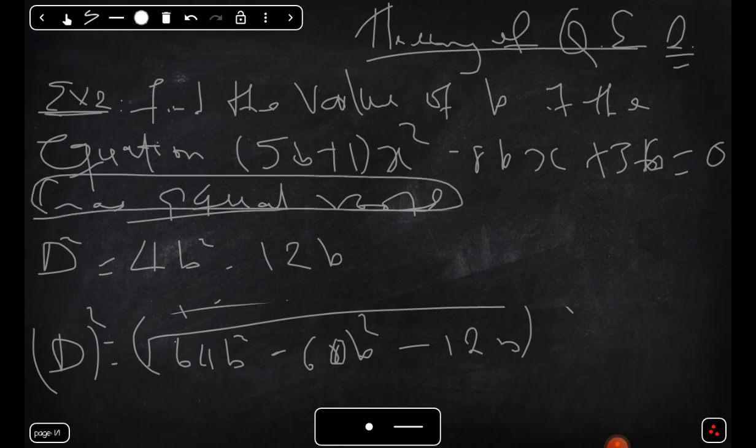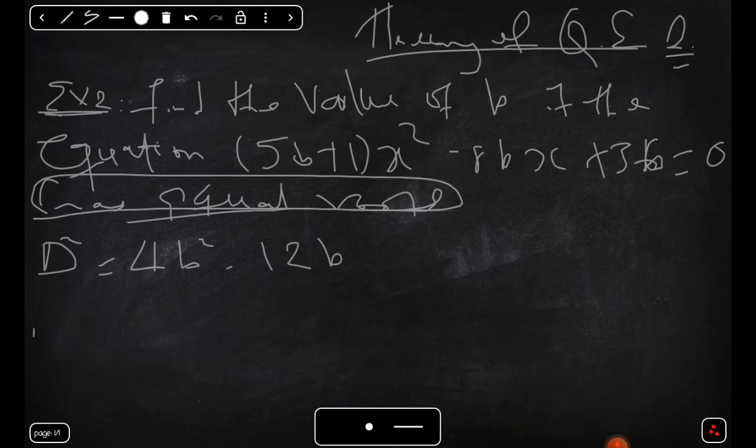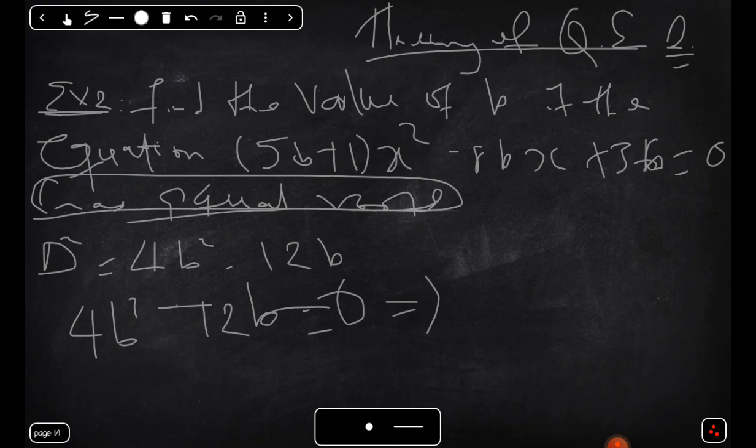Since it is equal roots, we need to equate the discriminant to 0. So we now have that 4b squared minus 12b is equal to 0, which implies that we can divide both sides by 4.